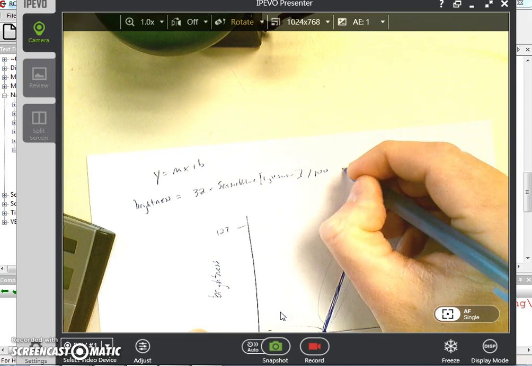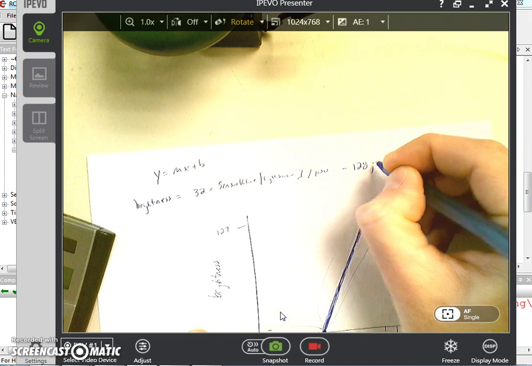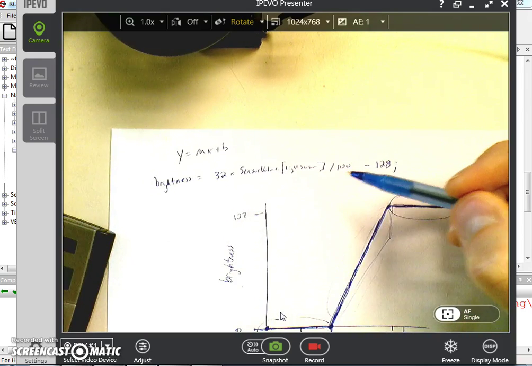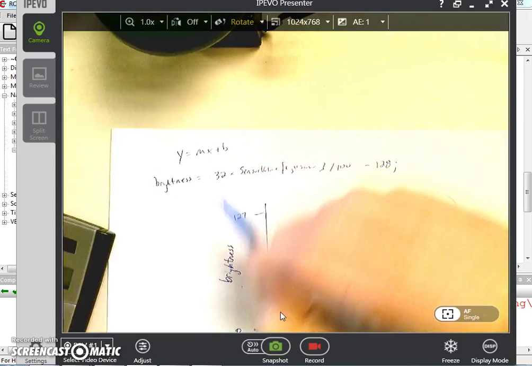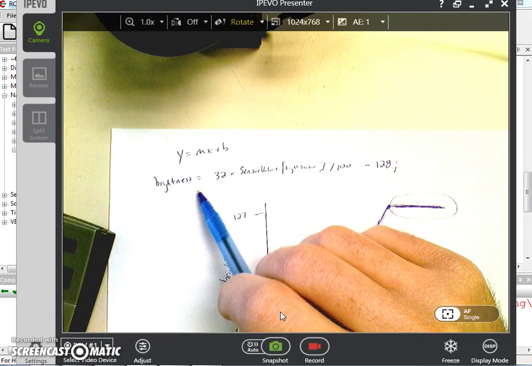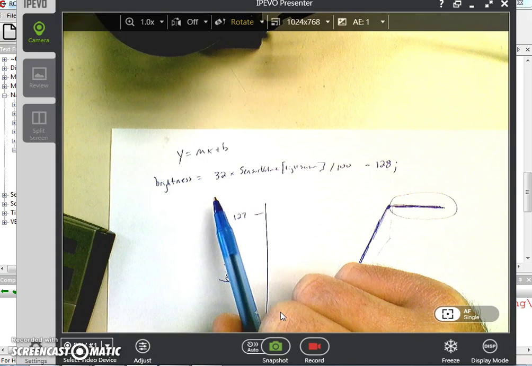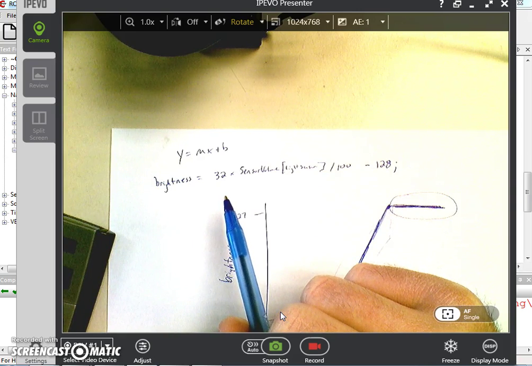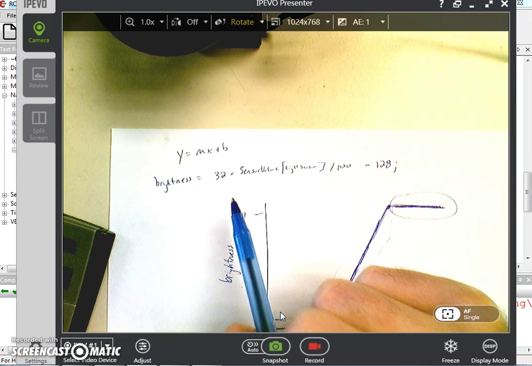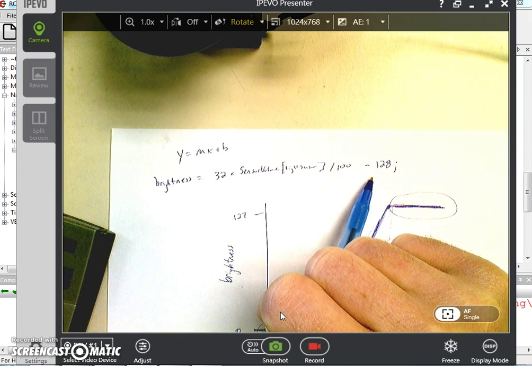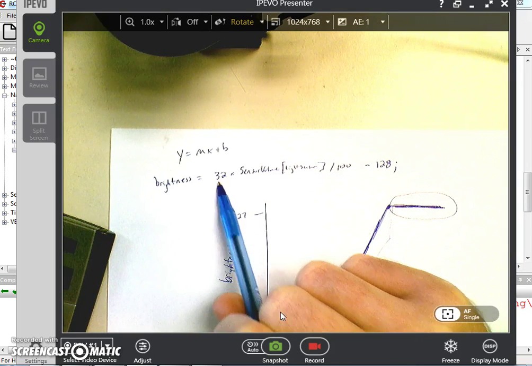minus 128. You're asking, why did you not do 32 over 100 first? Well, because brightness is going to be an integer. And if I take 32 divided by 100, it's going to give me an integer value of 0. And that's a problem. It's going to take 0 times this value, and my answer is going to be negative 128. So I want to take this times the sensor value and then divide by 100.